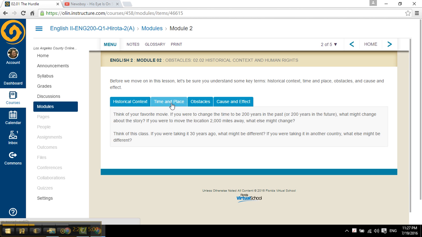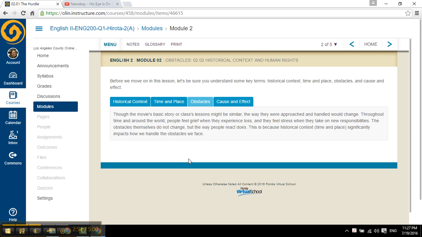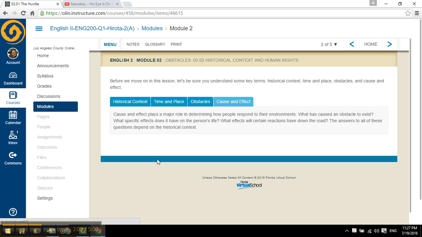So the next thing is time and place. Think of your favorite movie. If you were to change the time to be 100 years in the past, or 200 years in the past, or 200 years in the future, what might change about the story? If you were to move the location 2,000 miles away, what else might change? Think of this class. If you were taking it 30 years ago, what might be different? A lot of it. If you were taking it in another country, what else might be different? And then you need to also read obstacles, and you need to read cause and effect. And once you've read all 4 of those, then you'll go on to the next page.